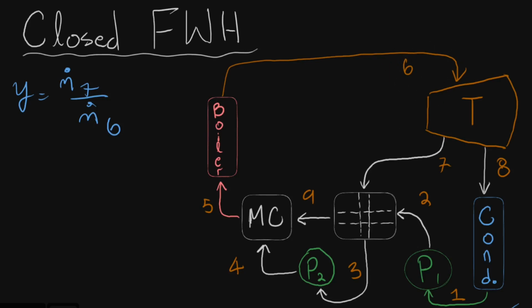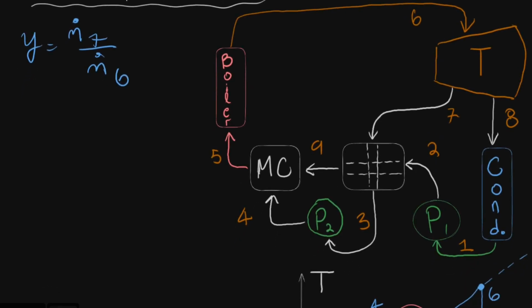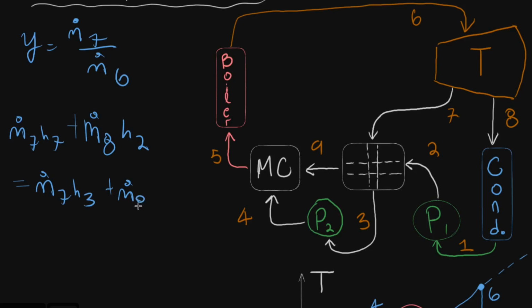And then if we think about some conservation of energy in terms of this pump, we would have m dot 7 h7 plus, and then our other input is this m dot 8 h2, because m dot 8 is the same as m dot 2. All of this has to balance with our m dot 7 h3 plus m dot 8, because these are the same mass flow rates because they're connected lines, right? m dot 8 times our h9.